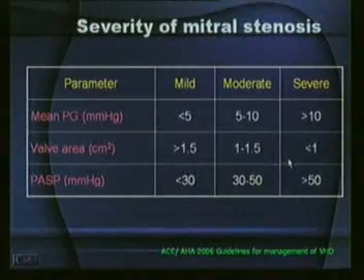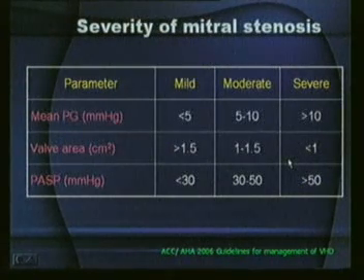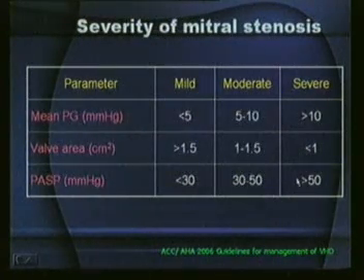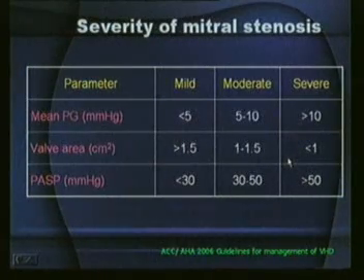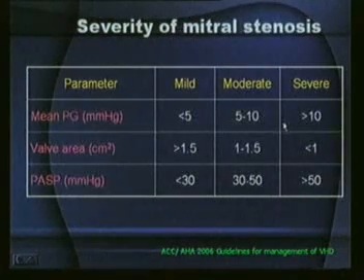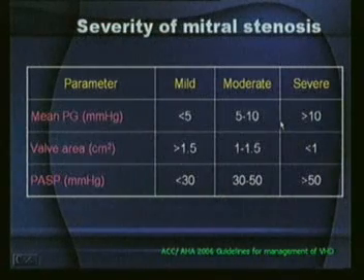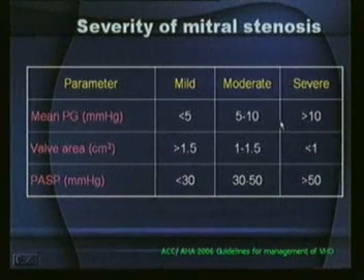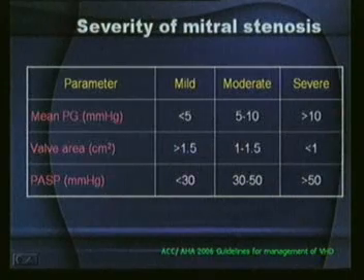Now when he goes into the severe phase, where the mean pressure gradient is above 10 millimeters of mercury, the valve area is less than 1, the PASP is more than 50, that's the time when we will say, okay, let us open this valve. Of course, you can start thinking even between moderate and severe, while the patient has moderate severe disease, but certainly if the patient has severe mitral stenosis, no other lesion, no regurgitation, then that's where you will start considering intervention.